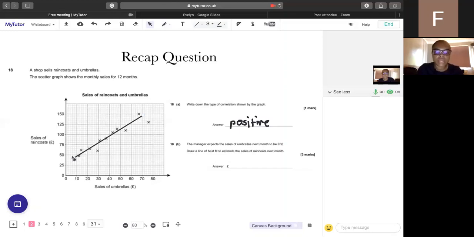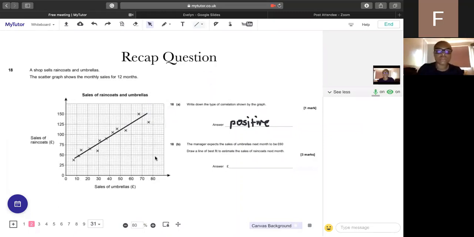So I'm thinking this would be all right, this sort of line going through your graph. This would be enough to get you the marks for your line of best fit. Then the next thing we want to do is estimate the sales of raincoats next month.